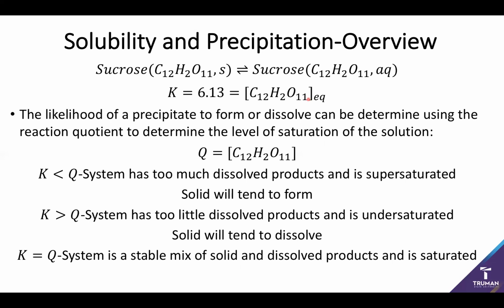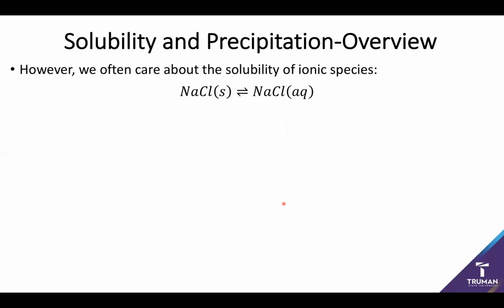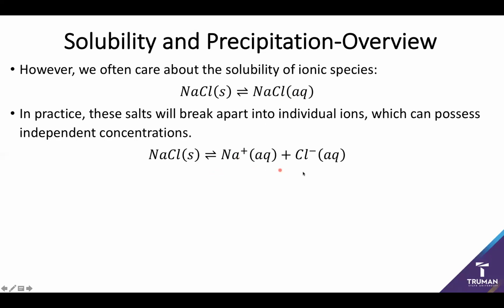We've seen this before for these non-electrolytic solutions. But what happens if I'm working with something that's electrolytic or breaks into ions? In the case of these ionic species, we often write this as, say, sodium chloride solid goes to sodium chloride aqueous. Okay, that looks okay. Unfortunately, in practice, these ions won't actually stay paired together, and they will form two separate species, and they can possess independent concentrations. For example, if I'm adding sodium chloride to a solution that already contains potassium chloride, well, that chloride is already there, so the sodium and the chloride concentrations won't be equivalent. This means that I need to treat each of these species as separate: the solid, the sodium, and the chloride all individually.